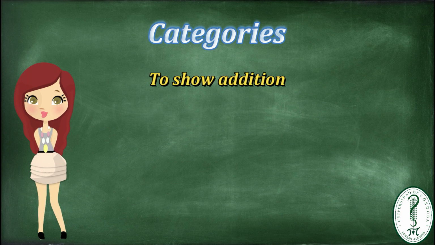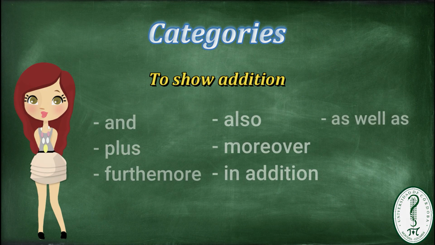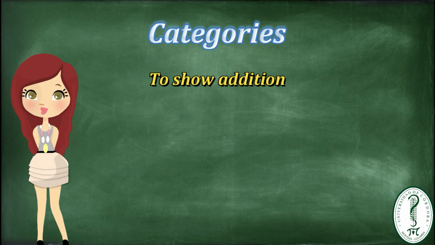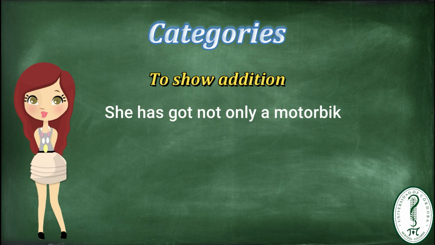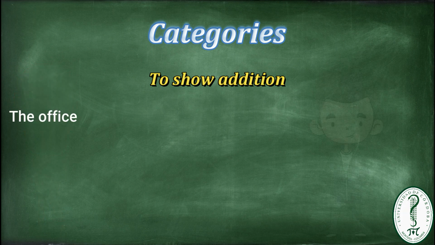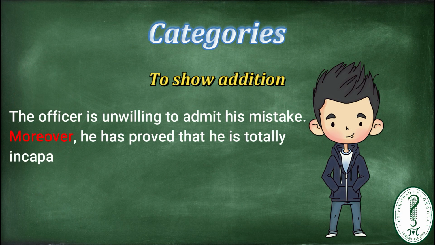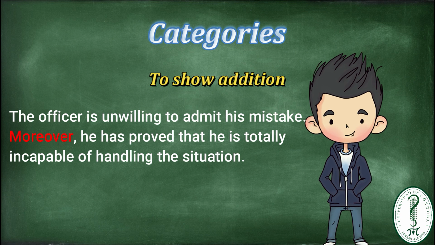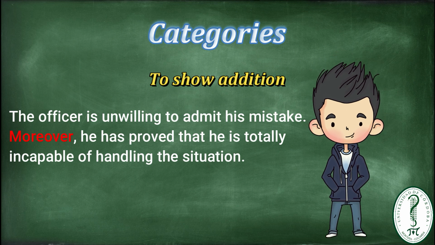Addition. As you can see here, we have some of the addition connectors. These are used when you want to expand an idea by adding arguments. For example, she has got not only a motorbike, but also a car. Another example would be, the officer is unwilling to admit his mistake. Moreover, he has proved that he is totally incapable of handling the situation.